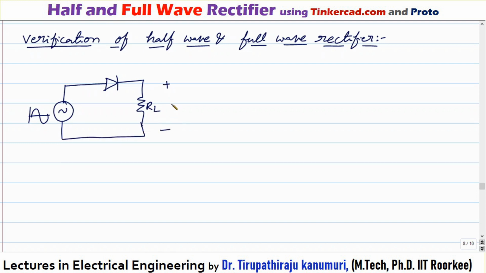I want to know what will be the voltage across the load and what will be the voltage across the diode. During the positive half cycle of your supply, this diode will be forward biased. So voltage across the diode will be 0, because it acts as a closed switch. Entire supply voltage will appear across your load. How much voltage will appear across your load? It will be your supply voltage minus the voltage drop due to the diode. The voltage drop due to the diode will be 0.7 volts.